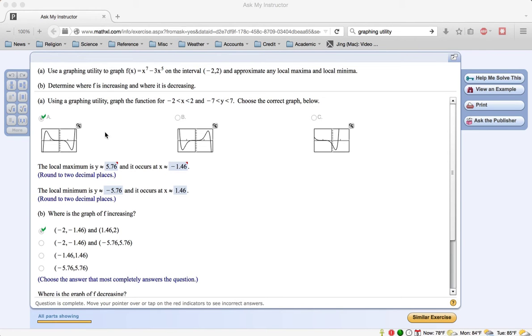I like your answers right here. You were able to figure out the first one. Even if you couldn't figure out what the local maximum was, you could use that information to find the local minimum, because this is an odd degree function. With odd functions you have reflection across the origin, meaning if I have a local maximum of positive 5, I will have a local minimum of negative 5. If it occurs at x equals negative 1, then the maximum is going to occur at x equals positive 1, because of the nature of odd functions.